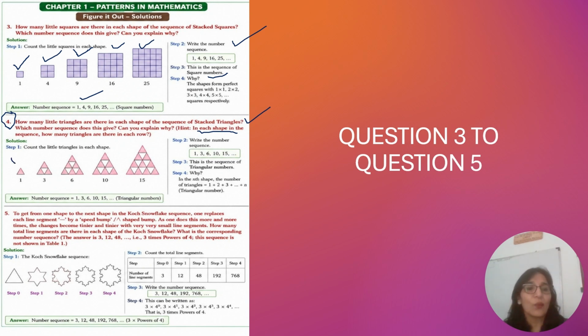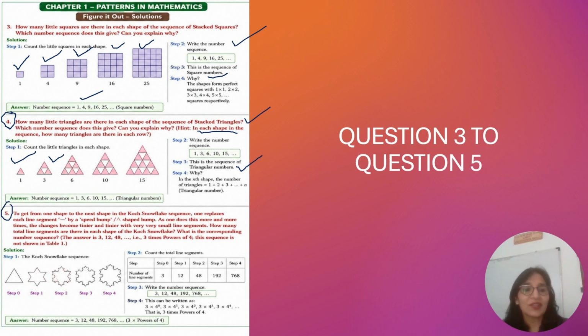So here we have 1, we have 3, we have 6, 10 and 15. So this sequence of numbers is called triangular numbers. Now why triangular numbers? Because here you see the pattern. It is 1 plus 2 plus 3. So all the numbers are basically the triangular numbers.